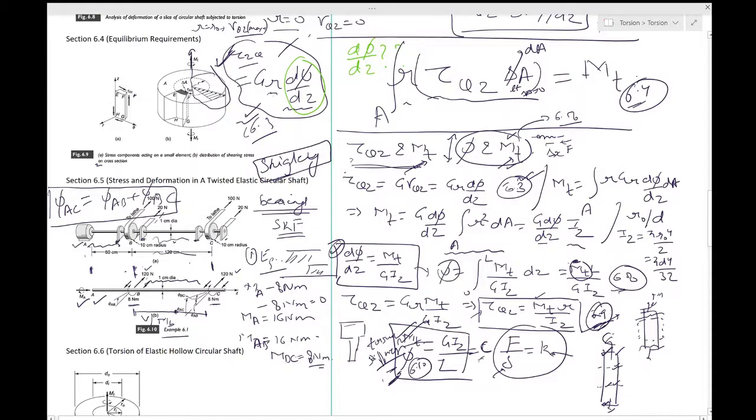The MAB is something which you have found out, I think 16 Newton meters, and IZ you can find by the formula which you have over here. And for this to be maximum, R has to be the outer radius. So 1 centimeter is the diameter, so the radius is 0.5 centimeters. You will have to take this as 0.5 centimeters.